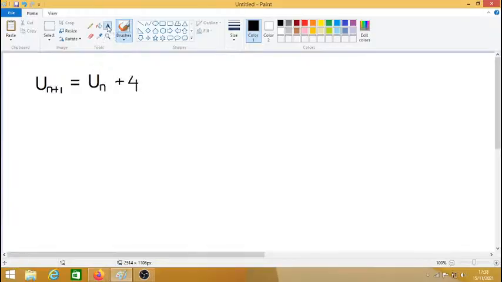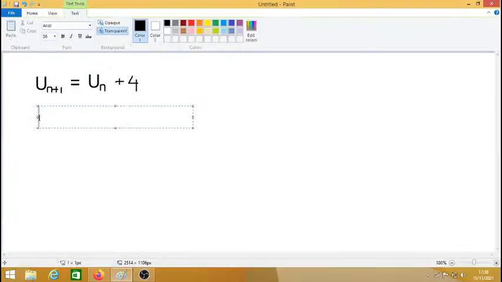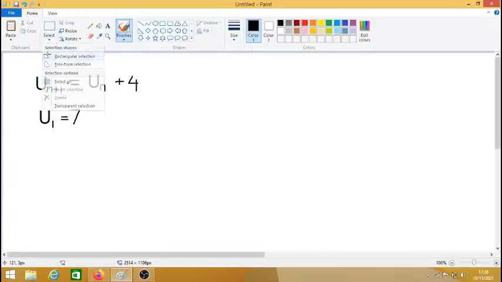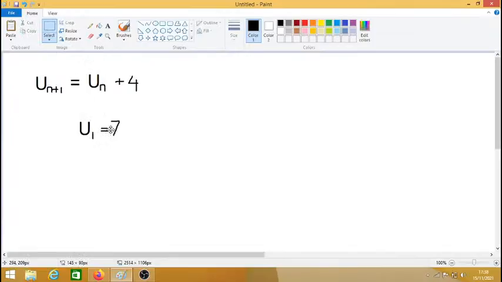But that is really no good unless you know at least one number in the sequence. So they normally tell you one number in the sequence, and in this case, they're telling us that u1, the very first number, is equal to 7. And the question is to form the sequence. So let's put that here. So we're saying u1 is equal to 7. So the first number in our sequence is 7.